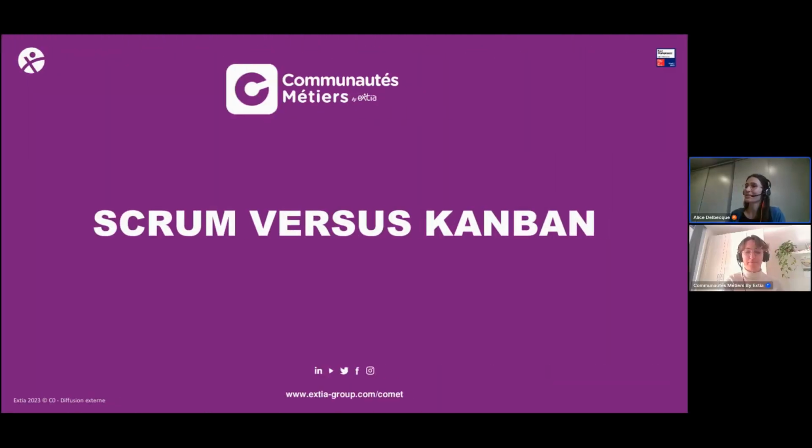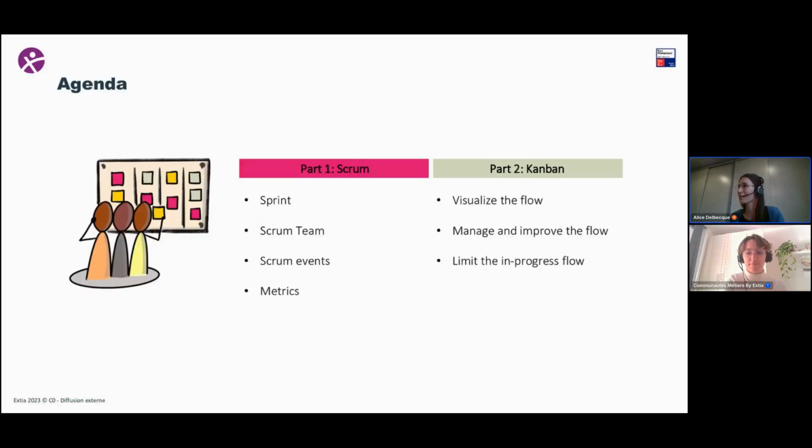Okay, so as I said just before, the aim of this meetup is to discuss Scrum versus Kanban. We will do that in two parts. Part one, Scrum. Part two, Kanban. In Scrum, we will have a short discussion about what a sprint is, what a Scrum team is, and discuss the Scrum events and the metrics also.